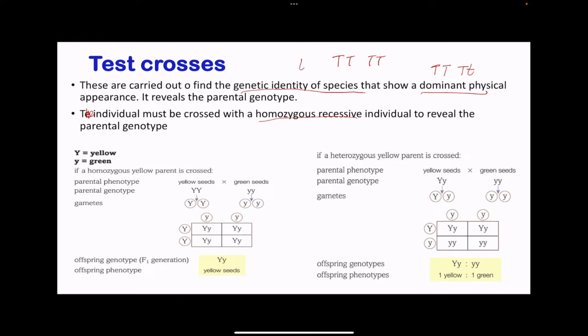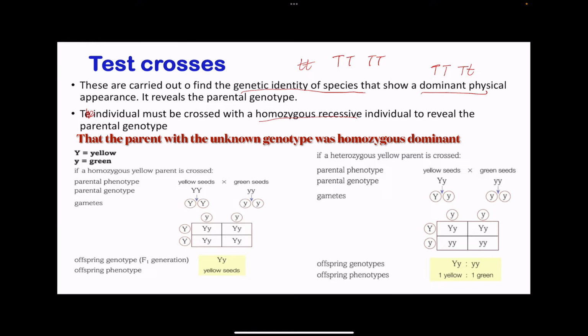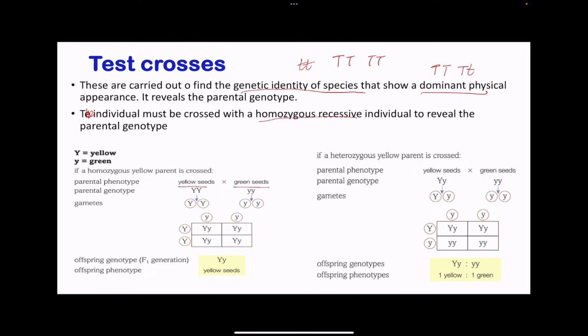But if we use homozygous recessive, and in the first generation they are all tall, then that could be a conclusion that the parents were all homozygous dominant. So for example, here we have the yellow seeds as well as the green seeds, this representing yellow and that representing green. The gametes are going to be capital Y, and small y. Here we see the gametes for green and the gametes for yellow.